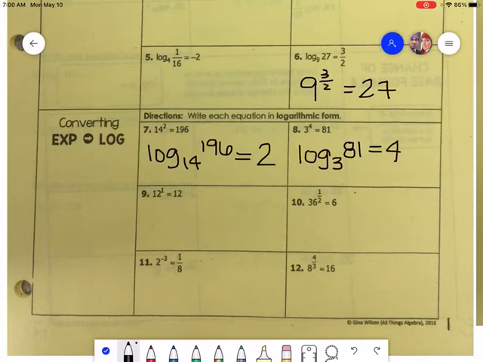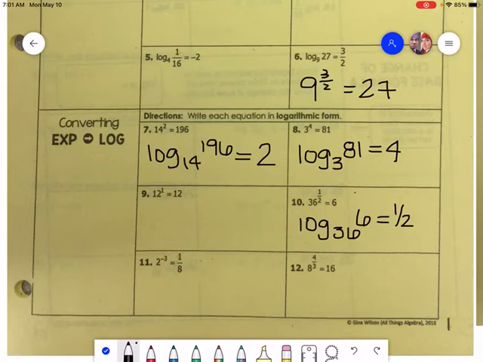You guys want to do a fractional one? Okay, let's do a fractional one. So we'll skip to number 10. So we're going to go log, what's our base? 36 of a, which is 6, equals the exponent, 1/2. So remember, log base b of our answer equals the exponent. Because again, logs are used to solve for exponents. So that's why we always see the exponent after the equal sign.